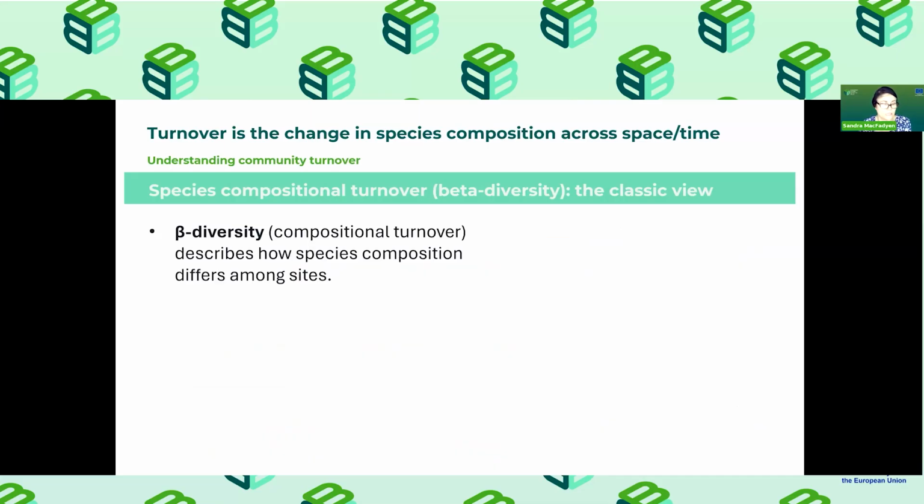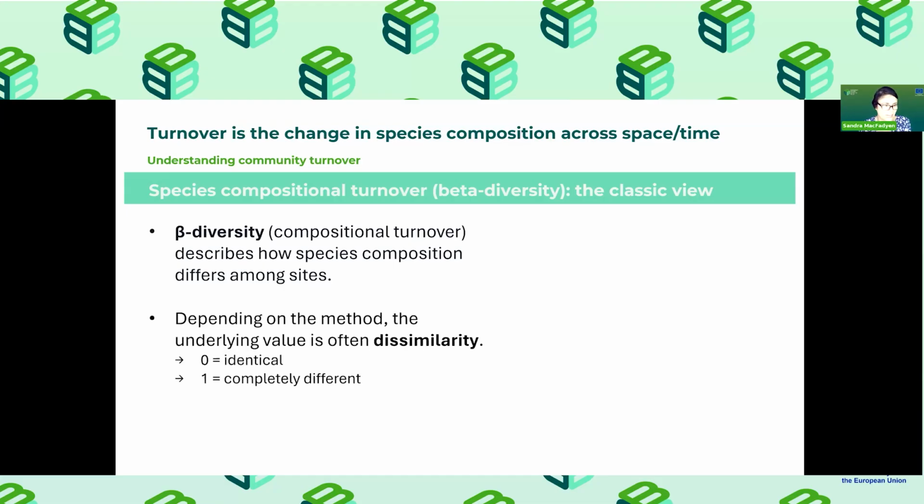So to give you a brief introduction to species turnover, we have to talk about the different levels of diversity. When I say alpha diversity, it's a simple count of richness. Beta diversity is compositional turnover, but it describes how many species differ in composition among sites, but only two at a time. Depending on the method that you're using, the underlying value is dissimilarity. So that's where we get to this measure of dissimilarity. If it's a 0, it's essentially they've got identical species. If it's 1, they could have completely different species.